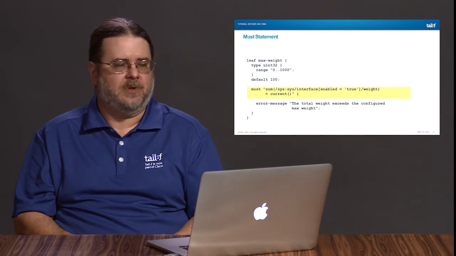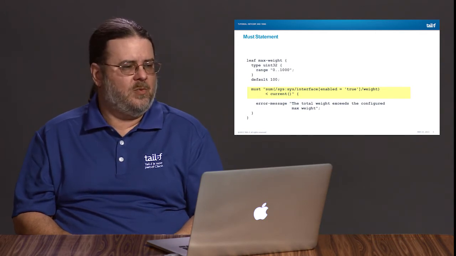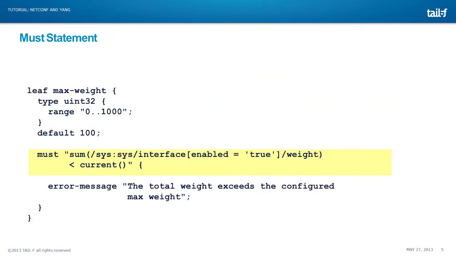Here is another example of a must statement. Here we see the sum operator. So here we have configured into the system a max weight or metric for our interfaces. Each of our enabled interfaces will have a weight value assigned to it, but we have a constraint that there's a maximum weight allowed, or sum of the weight values across all the individual interface weights. So here we see leaf max weight can be set to a value from 0 to 1,000 with a default of 100. And then a must statement that refers over to the interface table.